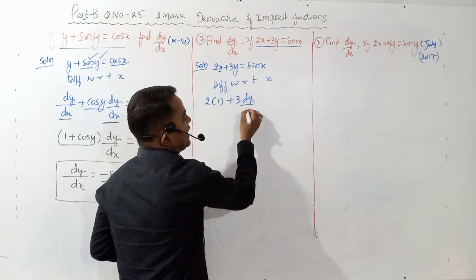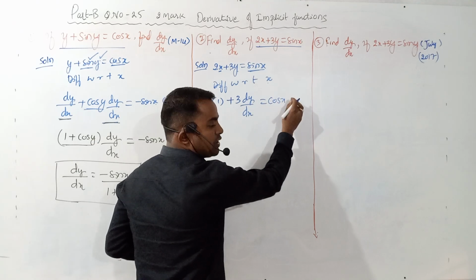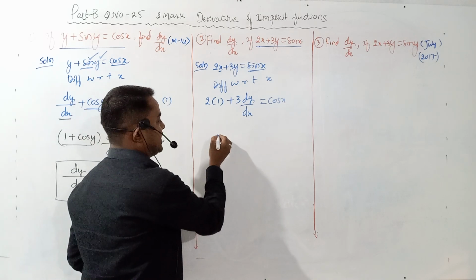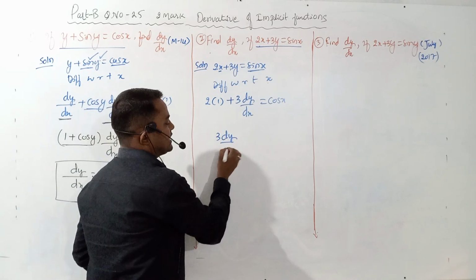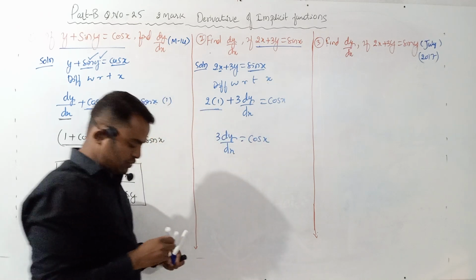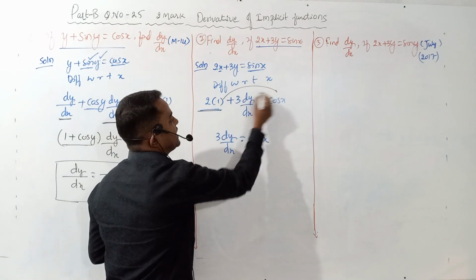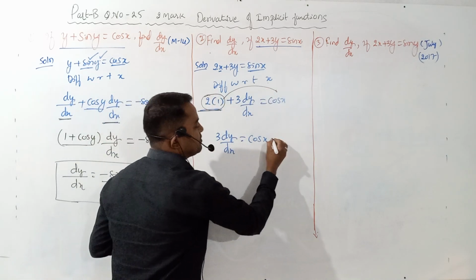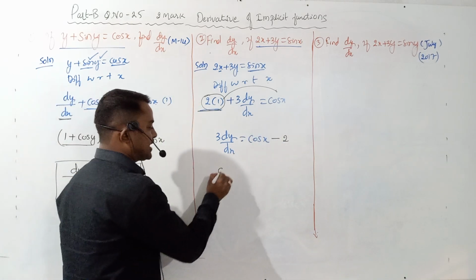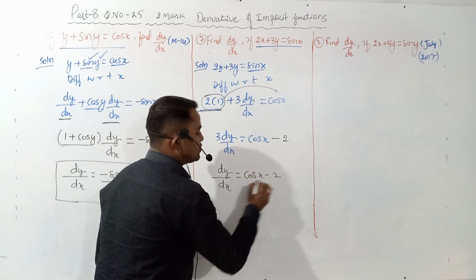Derivative of sin x is cos x. Derivative of x is 1, which we are not writing because 1 into cos x is cos x. Then solve for dy by dx. 3 dy by dx is equal to cos x as it is, and the 2 ones are 2. I am transposing this 2 to the right side, and it becomes minus 2. Then dy by dx is equal to cos x minus 2, divided by 3.